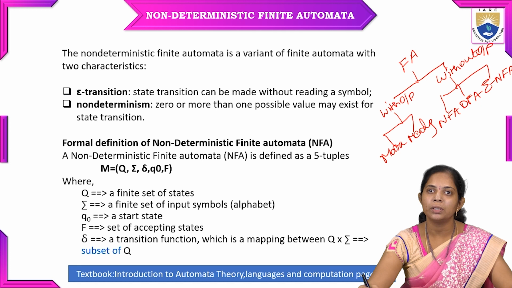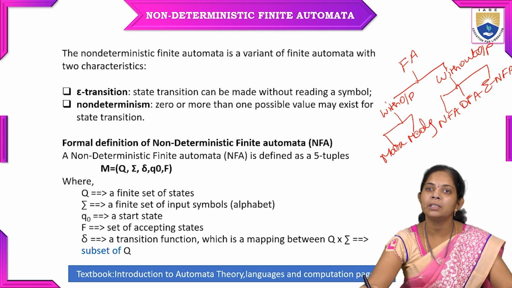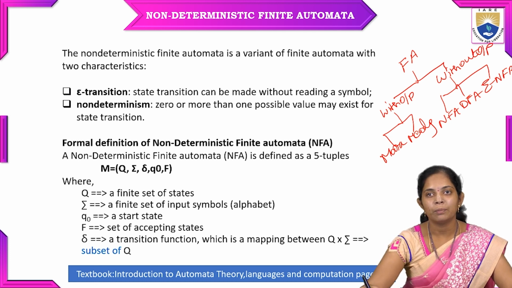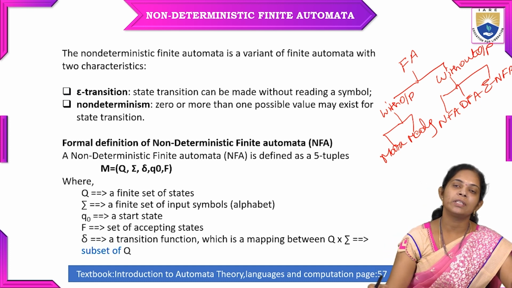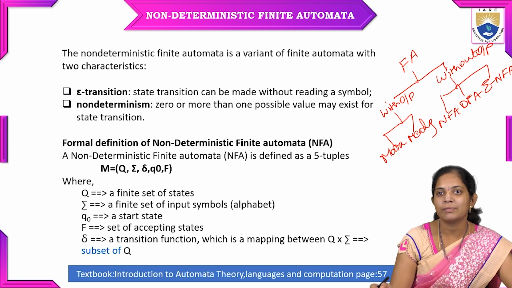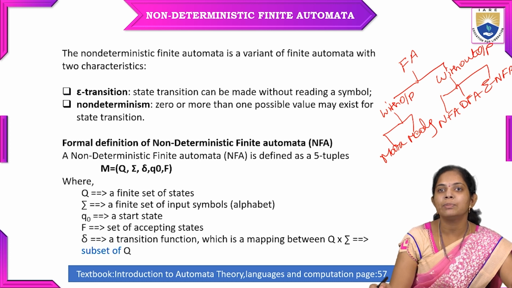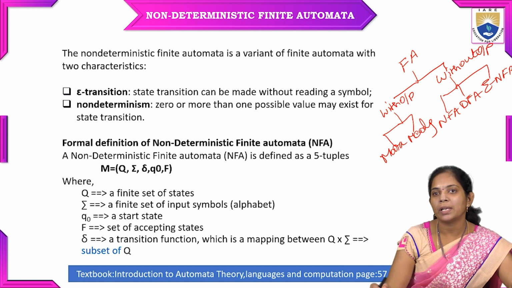As we already know, the DFA has a five tuple. The same is true here: the NFA also has a five tuple. The five tuple contains Q, sigma, delta, q0 and F. Let's discuss this five tuple. Q is a finite set of states, sigma is the set of input symbols, and delta is the transition function.